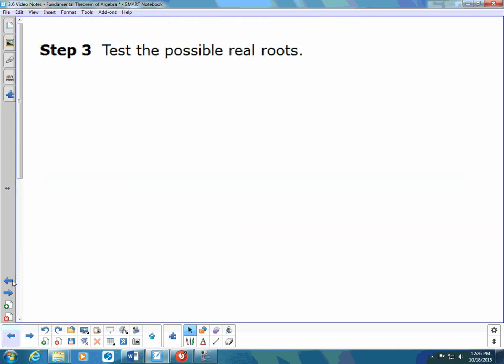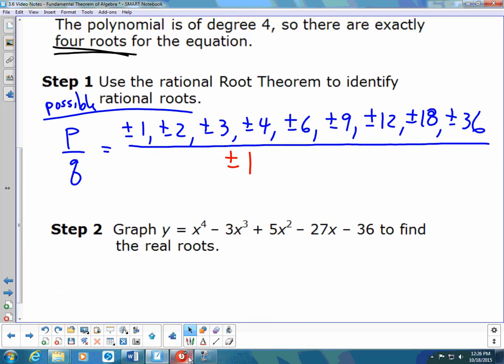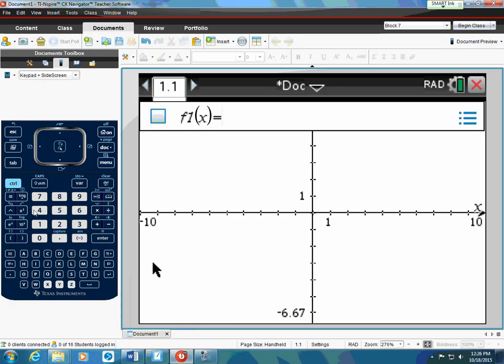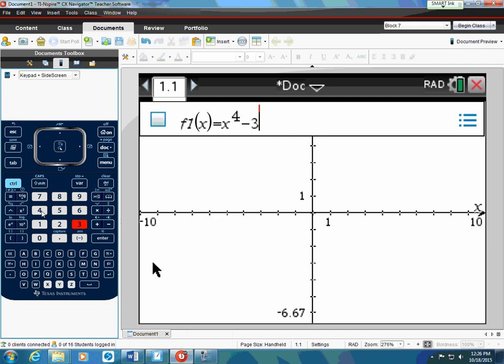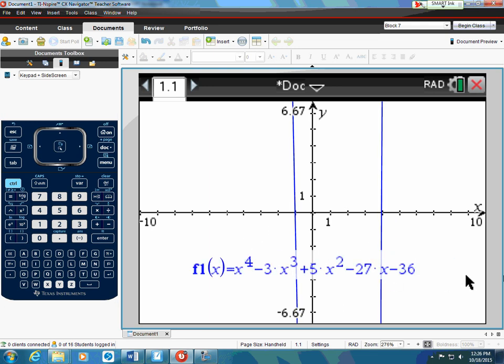Okay, so we're going to now test. Oh, I'm sorry. Step 2, we're going to graph this to find which of these possible rational roots might work. So we're going to type this up. This is x to the fourth minus 3x cubed plus 5x squared, and then minus 27x minus 36. I hope you're doing this with us. When we look at this, it looks to me like it's crossing through at -1 and possibly at 4. So both of those are potential rational zeros.